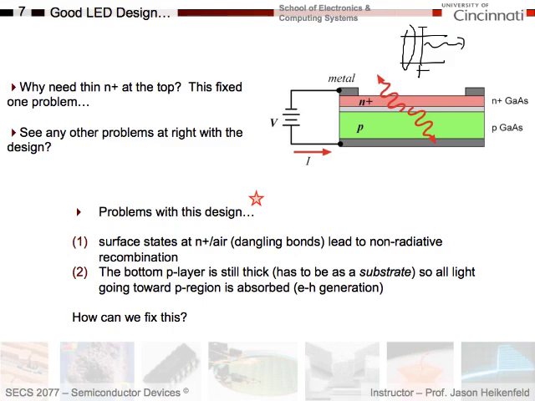The other problem is that for light emission going to the back here, I still have this thick p-type layer which will absorb light, right? This is thick, and so the photons can still be absorbed at the backside and I can't get those out. So at best I'm going to get half of my light emission. So the question is, how can we fix this and move to a new design?